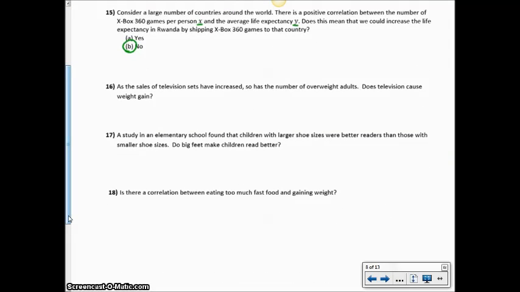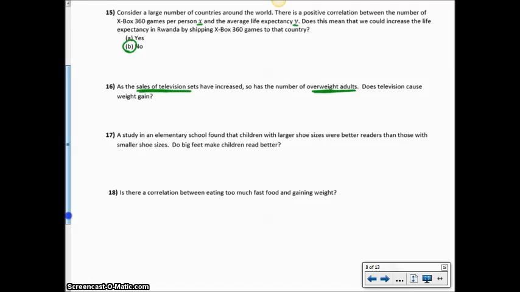16, the sales of television sets have increased, so has the number of overweight adults. Does television cause weight gain? This is something that can probably be argued one way or the other, and if you have a great argument for it, then you can definitely let me know. But because it says sales of television sets, not because I have watched it for a long time, I could just have like 12 TVs in my house. Does that mean that I'm going to be an overweight adult?